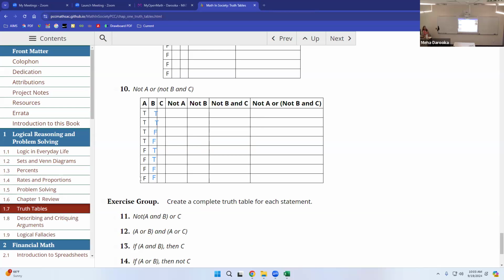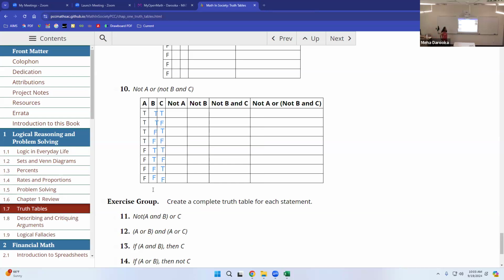That's how you set up the second column in pairs of twos, and then the last one, column C, alternates by one. So true, false. Alternate those three. Now this setup will always stay the same if you're working with three propositions, okay? So get those first three going, and then we will break each one down individually.